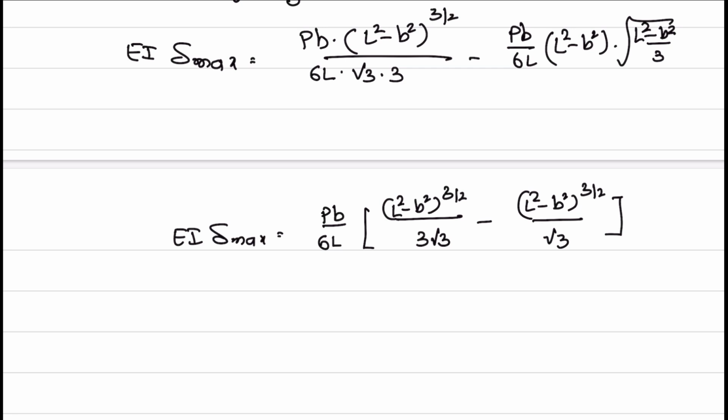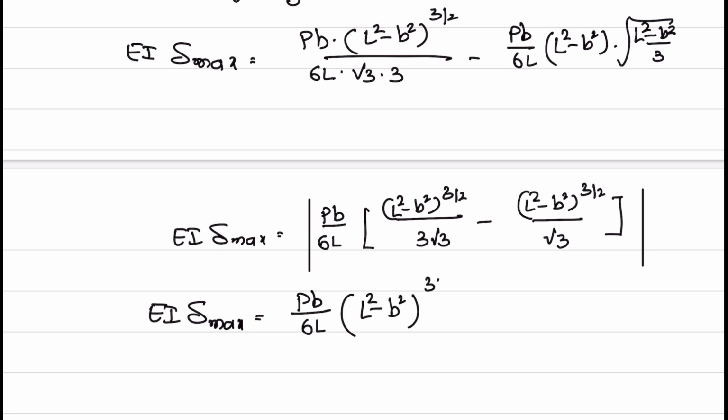Deflection cannot be negative. Hence, we can even put it in absolute values. Let us find out the quantity, that's what is asked, the quantity of the deflection. The amount of deflection cannot be negative. You put it in absolute values or whatever may be, P by 6L into (L square minus B square) to the power of 3 by 2 also we will take it out, 1 by 3 root 3 minus 1 by root 3.